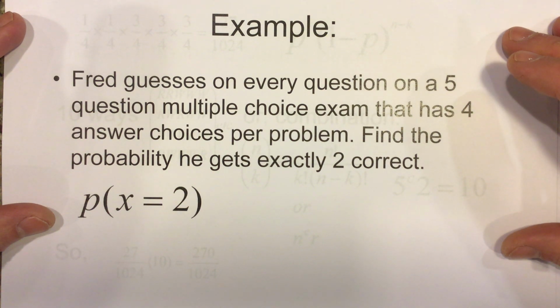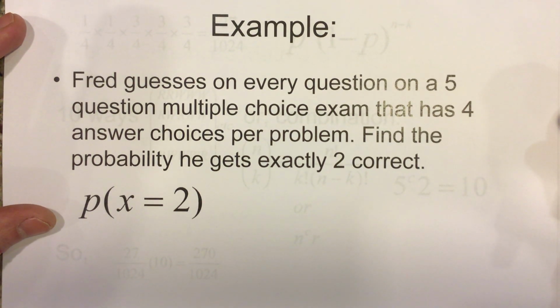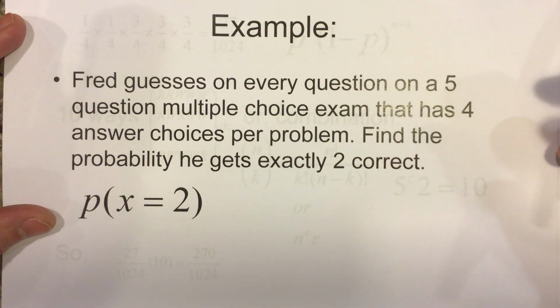All right, so your buddy Fred comes to take a test without any knowledge, any studying. He guesses on every question, and there were 5 questions. Each question had 4 answer choices. Let's find the probability that Fred gets exactly 2 out of 5 on this quiz.